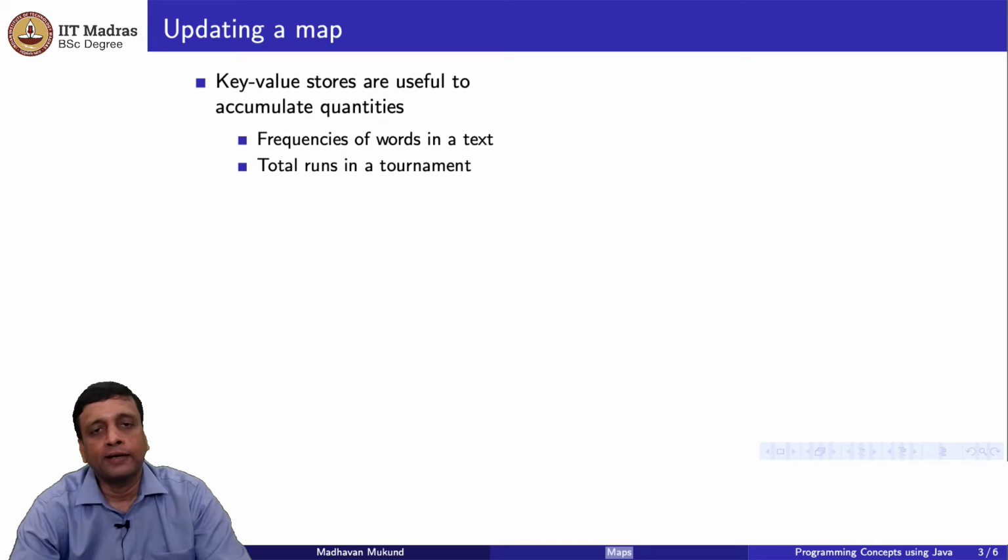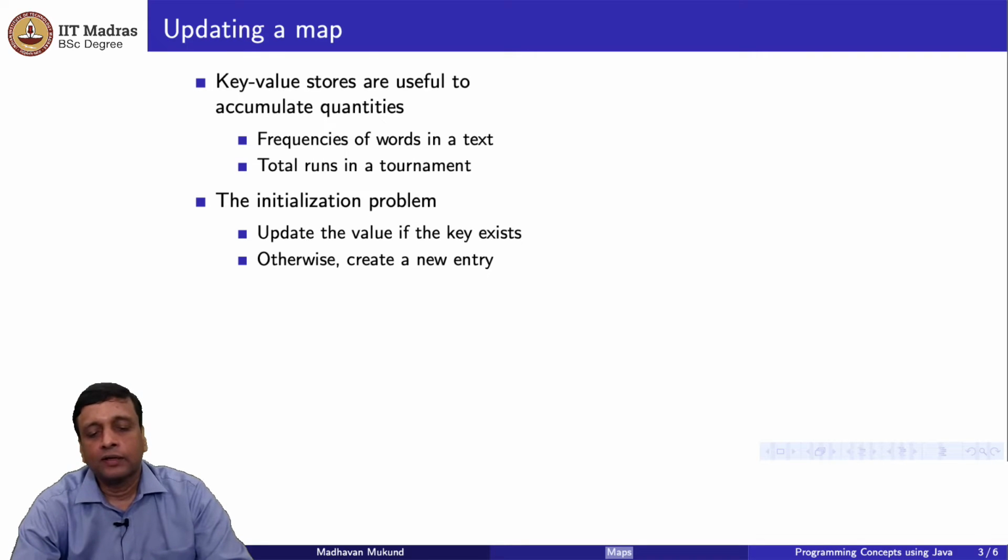So we will keep adding scores, and at the end, that key corresponding to the player's name will record the total runs scored by that player in the tournament. Whenever we do this kind of accumulation, there is always an initialization problem. That is, the first time we want to do something differently from the next time.